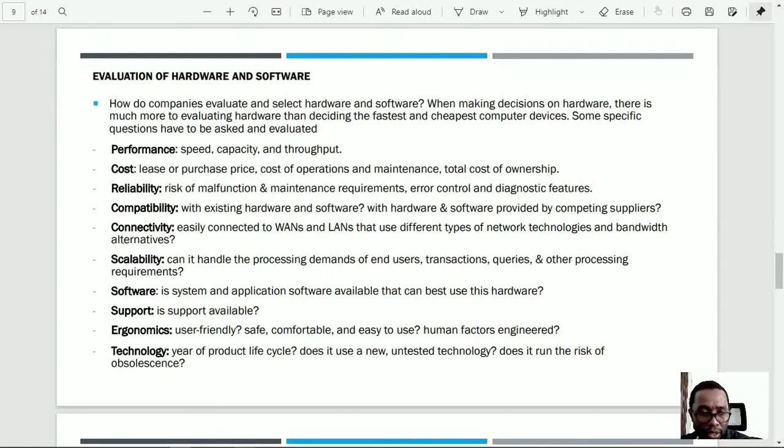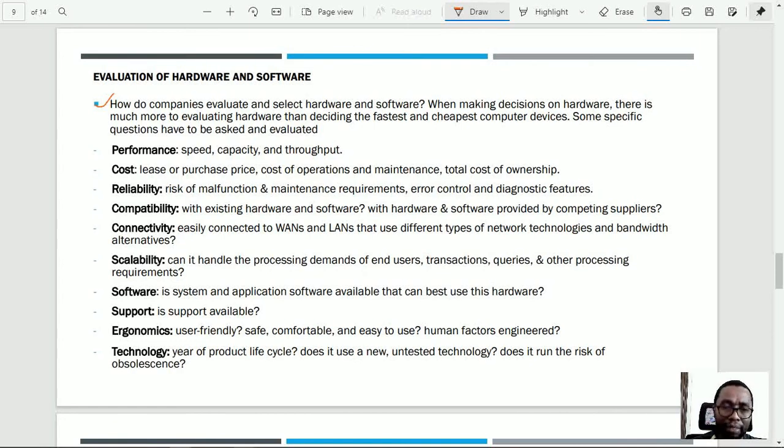Now, when you have this hardware and software, for example, I'm just trying to assume that you are a CIO and you need to advise or you need to know what is happening. How do you start evaluating this hardware and software? How do you manage these resources or this infrastructure? Right here, we're asking how do companies evaluate and select hardware and software? When making decisions on hardware, there is much more to evaluating hardware than deciding the fastest and the cheapest computer services. Some specific questions have to be asked and evaluated. It's like a tool that would help you know what to do next.